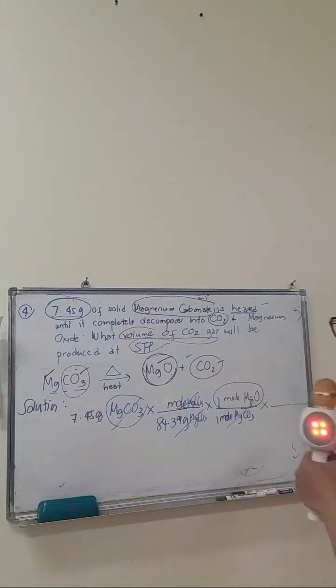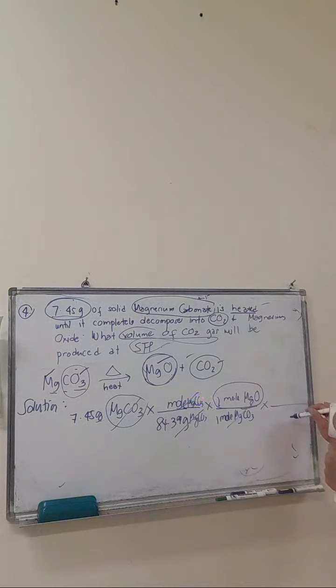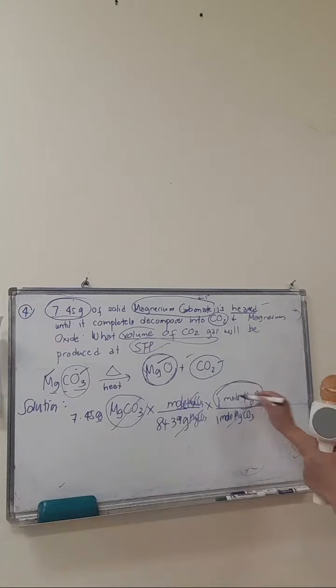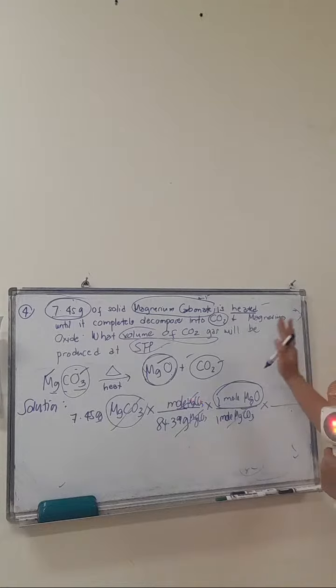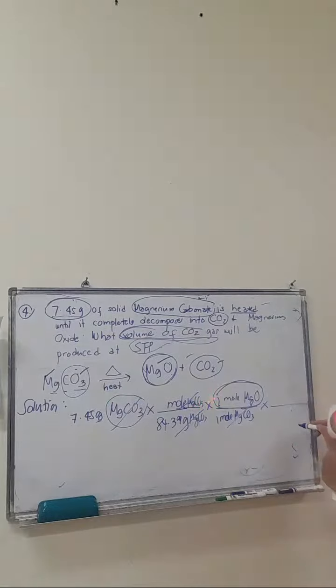Okay. Now, going back to our solution proper. In every 1 mole of magnesium carbonate, how many moles of magnesium oxide do we have? Magnesium oxide is in your equation here. But if you are looking for CO2, CO2 is also in your equation. Since we want the volume of CO2, we need to focus on CO2. 1 mole of CO2, 22.414 liters.